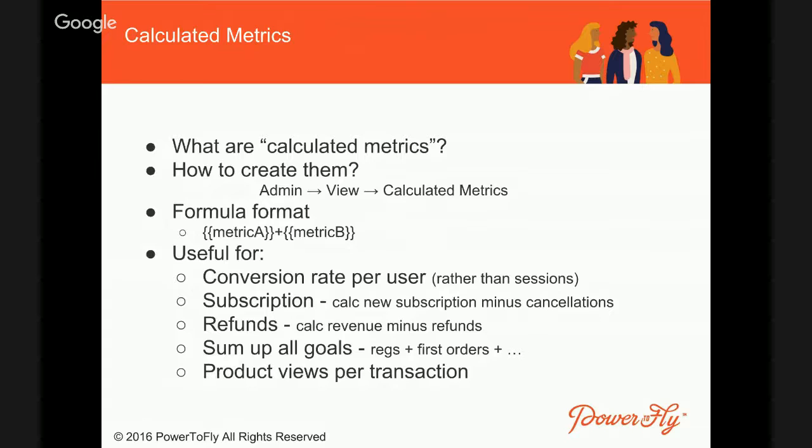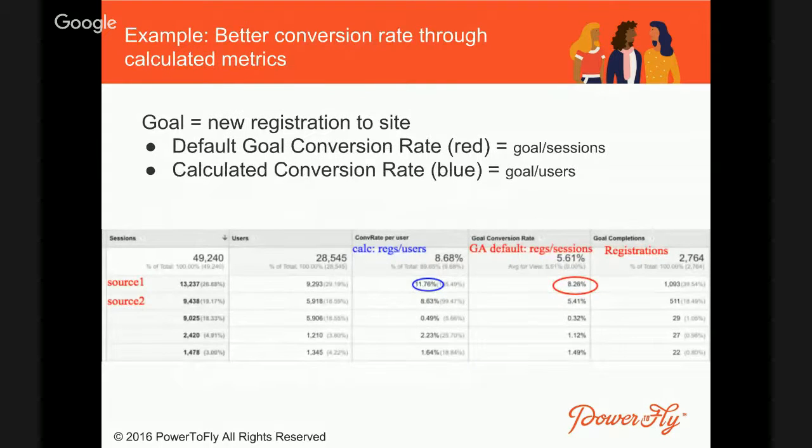Also, if you have an online shop, you might be able to create such calculated metrics on product views per transaction, for example. How many products did the user view before they bought? It's really limitless possibilities, whatever makes sense for the nature of your business. And as I promised, here is an example of a better conversion rate that you can get through calculated metrics. And I'm focusing here on new registrations.